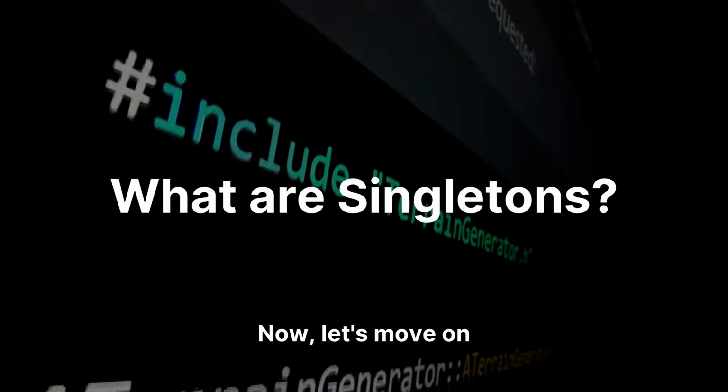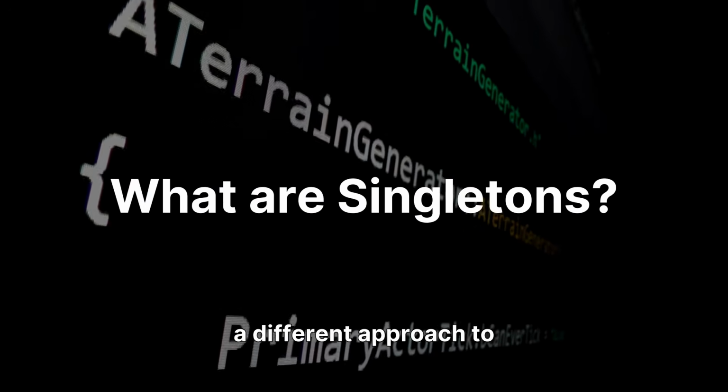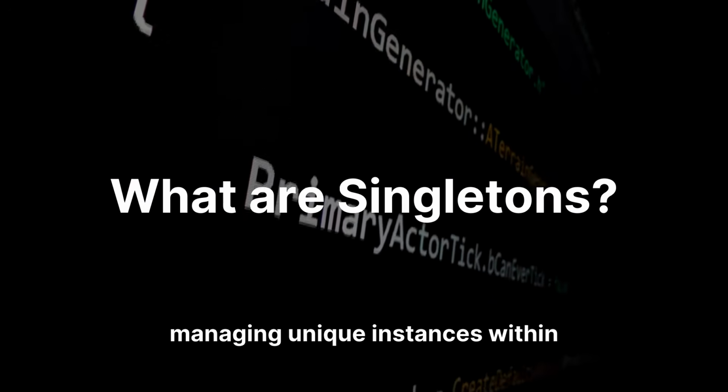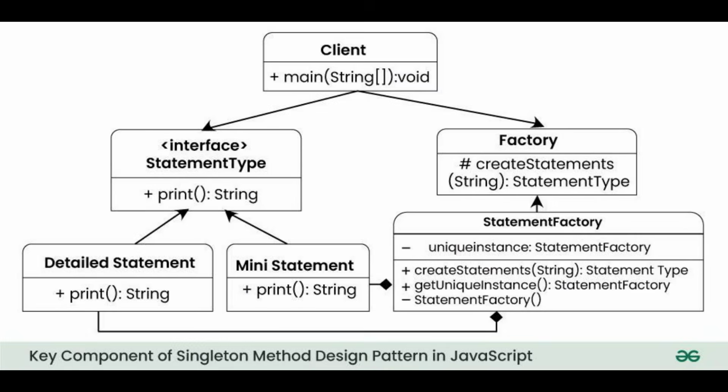Now, let's move on to understanding singletons. This design pattern offers a different approach to managing unique instances within your application, with distinct advantages and use cases. A singleton is a design pattern that ensures a class has only one instance throughout the application's lifecycle. This guarantee of a single instance is central to its purpose and application. It also provides a global point of access to that unique instance.